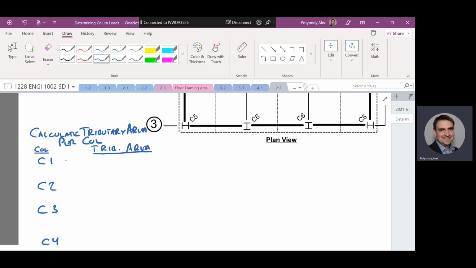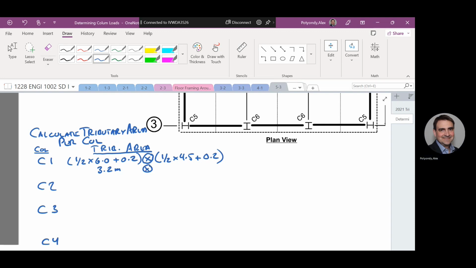And for C1, we said we're going to write in, it's going to be 1/2 times 6 plus 0.2. That's the overhang. Multiply by 1/2 times 4.5 plus 0.2. And that's going to equal, and I got enough room down here, that's 3.2 meters times 2.45 meters. And that's going to give me 7.84 meters squared.